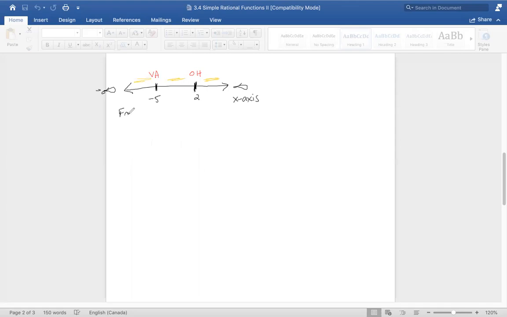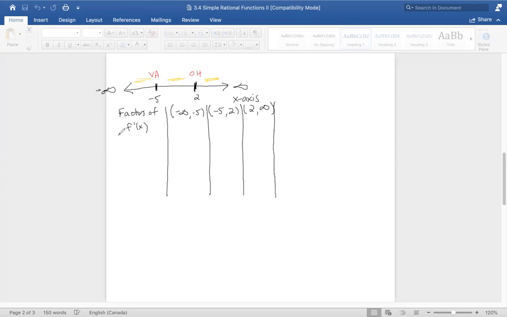The first part of the chart is going to be factors of the derivative, the factors that we received. My first interval is from -infinity to -5. My interval in the middle is from -5 to 2. And then from 2 all the way to +infinity. And again, you can use straight lines here if you want. I just find going to hit that button for the straight line every time is going to make the video even that much longer.